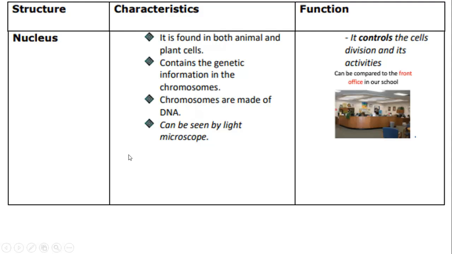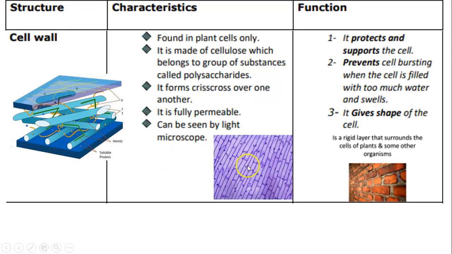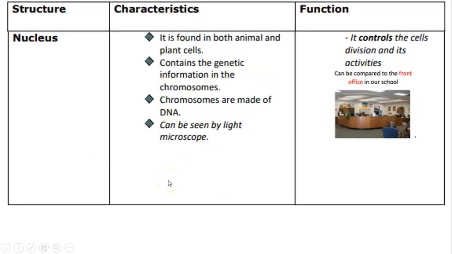What else are we going to talk about? It's the nucleus, the big boss of the cell. It is found also in both plant and animal cells, and it contains all of the genetic information. Our genes make our DNA, and the DNA condenses into chromosomes. You can easily see the nucleus under the light microscope. Here in this picture, can you see those dots? Those dots are the nuclei of the cells.